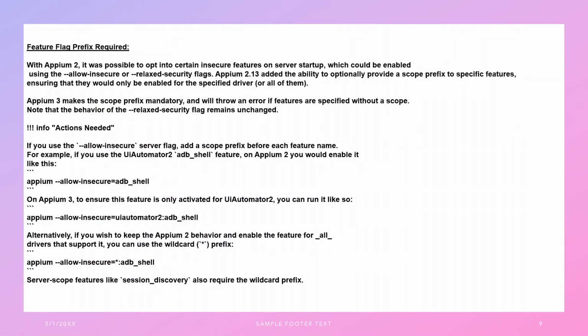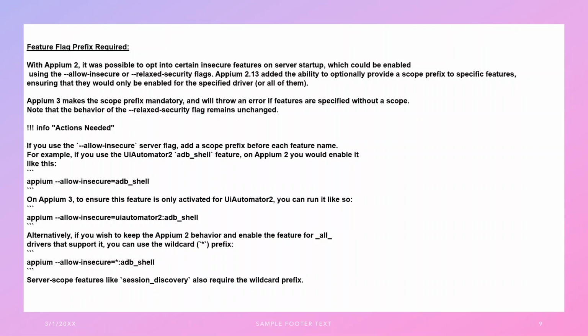If you do not provide this prefix, what will happen? It will throw an error if a feature is specified without a scope, that is the automation name, the driver name. Note that the behavior of the relax-security flag remains unchanged, meaning this change is applicable only for allow-insecure. I'll show you what exactly the difference is between Appium 2 and Appium 3.